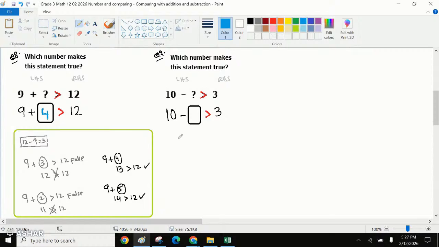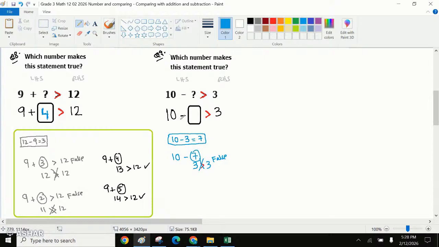Yes, we can, if we take the difference, 10 minus 3 was 7. Agreed? So let's start off with 7. 10 minus 7 is 3. Is 3 greater than 3? It's not, right? So we say this statement is false. We cannot take 7 as the number.